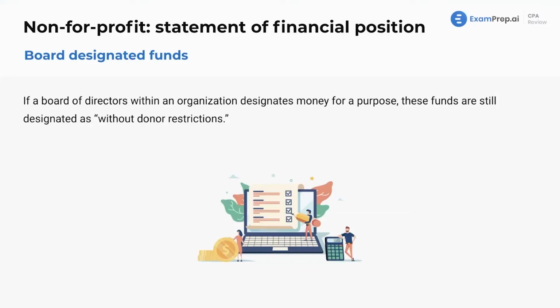Lastly, as I mentioned, for our exam, we'll try to mess with your head. Board designated funds, so the board of directors, we don't care about them. These funds are still without donor restrictions.